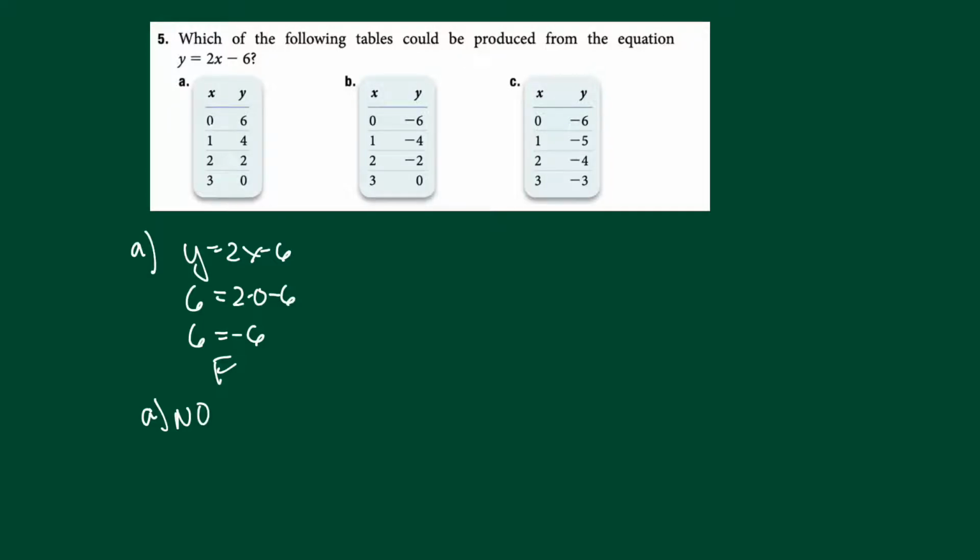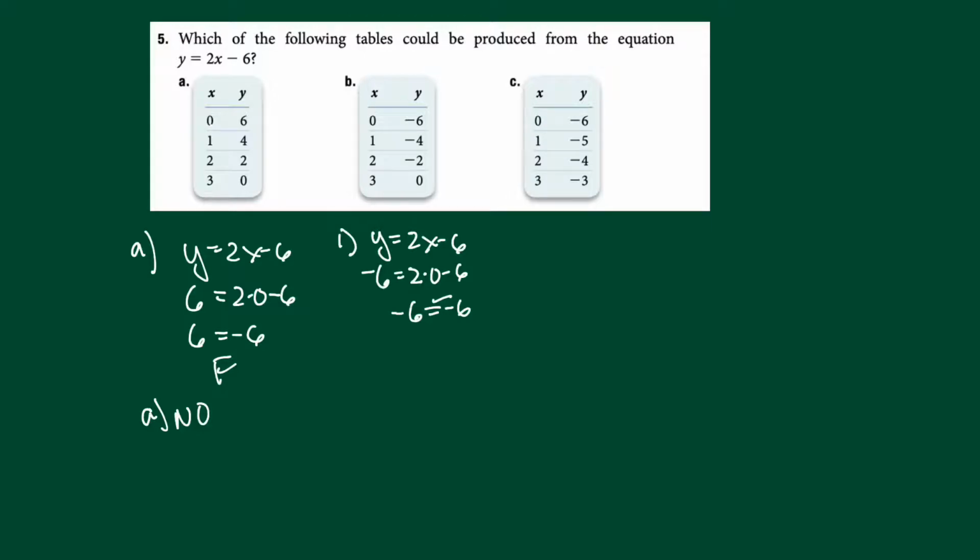Let's go over to table B, see if we could get a match with table B. Now we've got the equation y equals 2x minus 6. And first up is 0, negative 6. So if x is 0, y would be negative 6. So let's substitute those values into our equation, see where it takes us. So negative 6 equals 2 times 0 minus 6. Yeah, negative 6 equals negative 6. That's okay. But we need to keep checking.